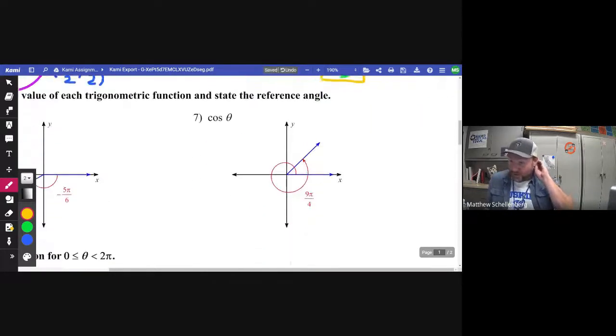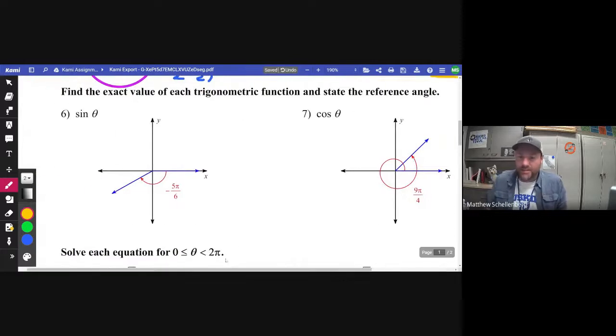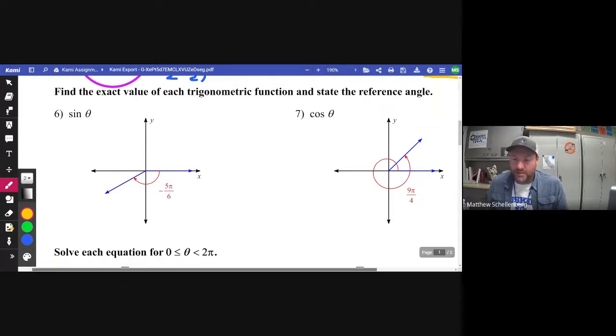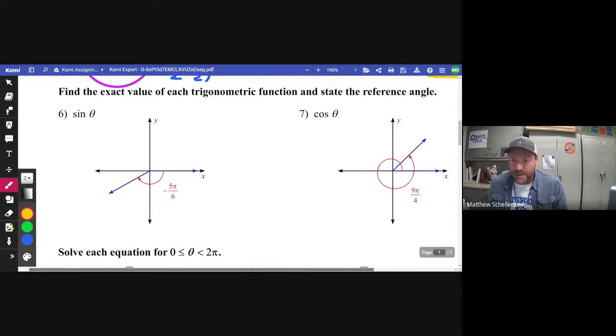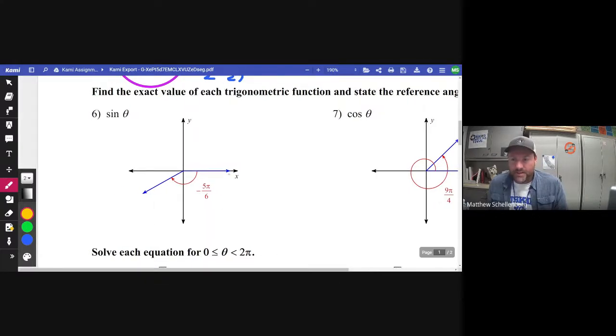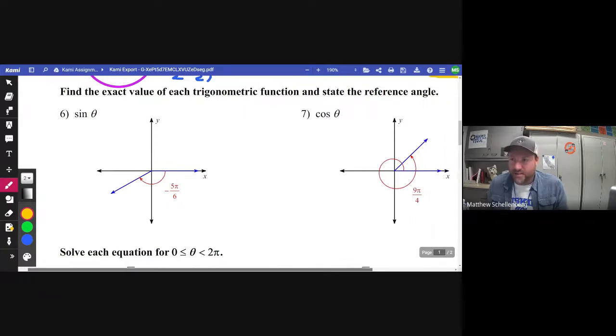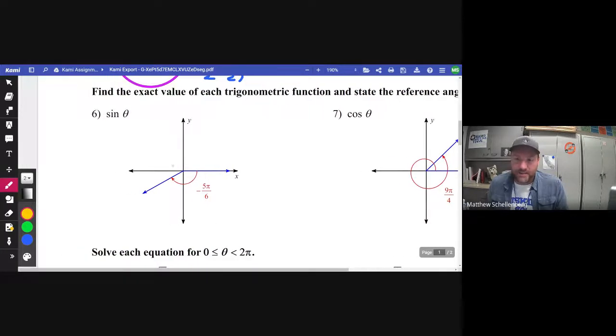Okay, moving on. Again, I don't have time to do all of these. I think people struggled more with number 7, although the one on the left is also negative. I think I can do both. So they want to know the exact value of the sine of theta, and also the reference angle. So in other words, none of this negative stuff and none of this over 2 pi stuff.